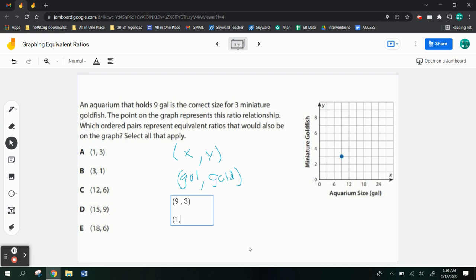1. First point, 1 to 3. Well, this one's pretty easy. To go from 9 to 1, that's divided by 9. But does 3 divided by 9 get you 3? Hopefully you answered no. This is not correct. So A is not good.